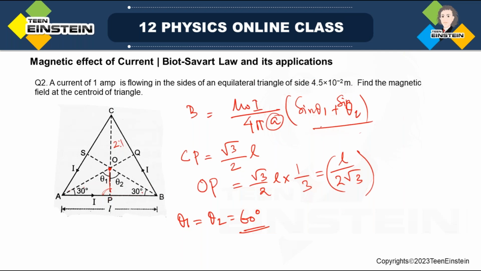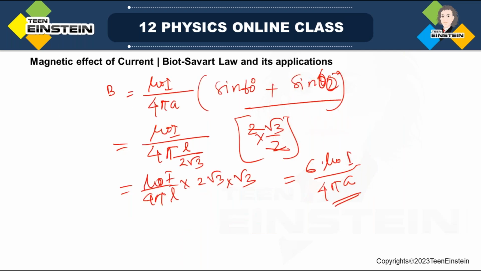So this is the general formula I have already developed. In this case, 6 mu 0 I by, so this is for only one side. So I have to multiply by 3. Okay. So the magnetic field at the centroid for all this will be B at centroid.